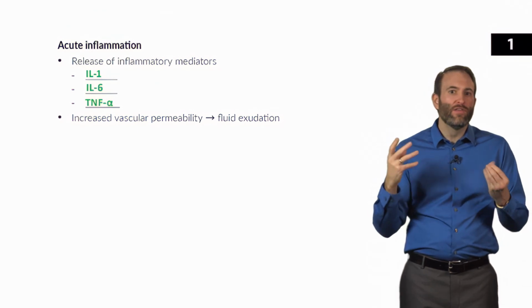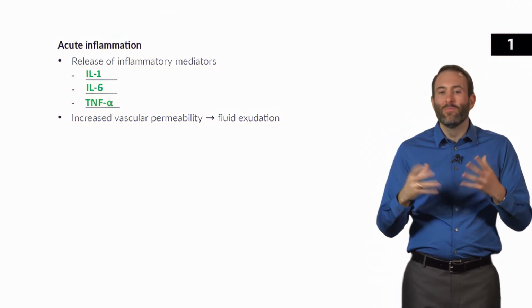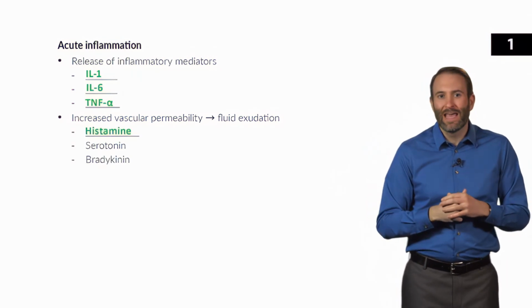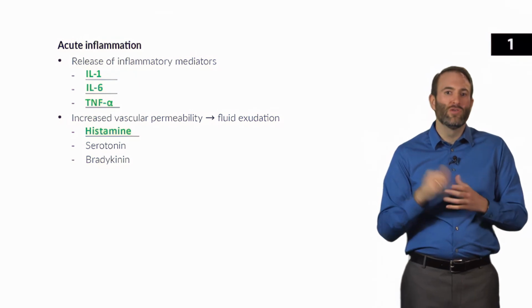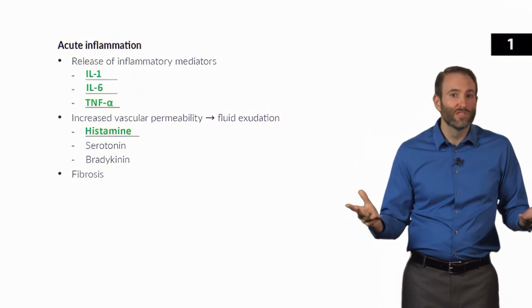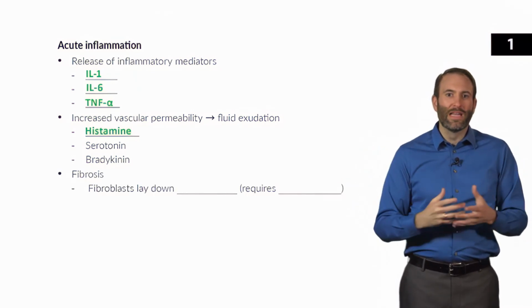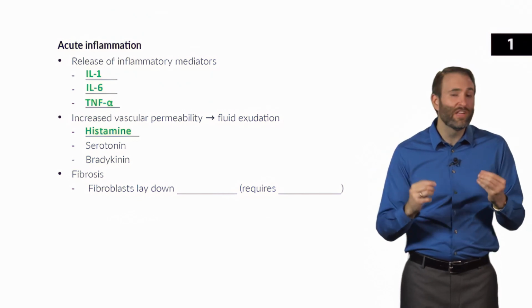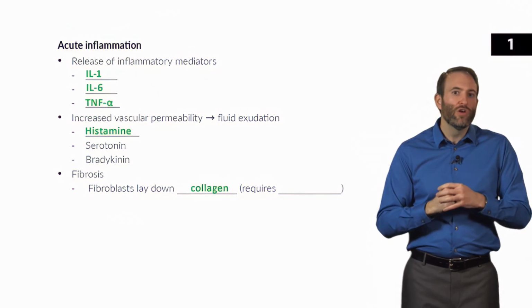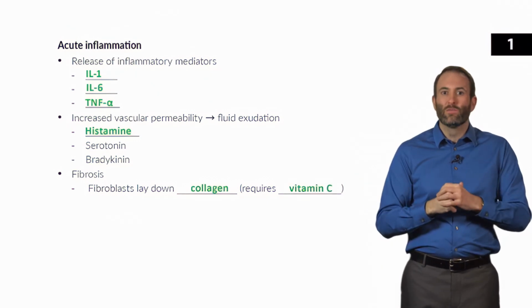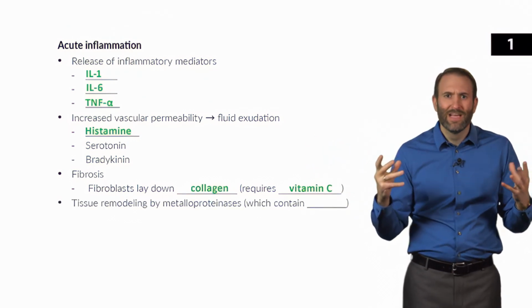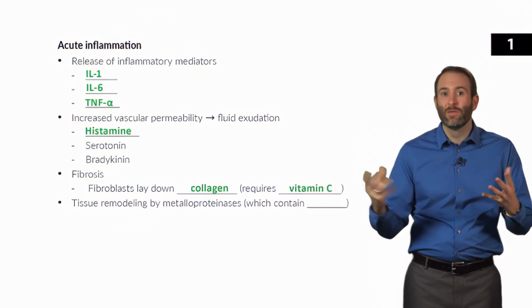Now, exudation of that inflammatory fluid is going to be mediated by three specific chemicals. I want you to remember histamine, serotonin, and bradykinin. So make sure you know those also: histamine, serotonin, and bradykinin. Then eventually you're going to develop fibrosis, where fibroblasts get into the tissue and start laying down extracellular material, specifically collagen. And we'll go over collagen in detail in a later video. But for now, I want you to know that vitamin C is important in this process of fibrosis and making collagen. Then over time, that extracellular matrix needs to be degraded and remodeled into something more organized.